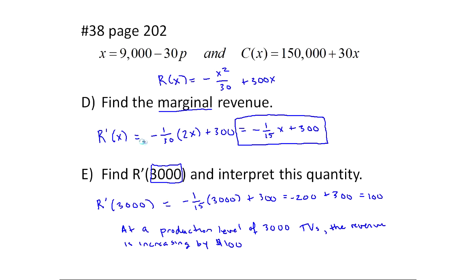This is a derivative with respect to x because r is a function of x. X is the number of TVs. So this is the rate of change in revenue with respect to the rate of change in the number of TVs we're making. So in other words, we can say the revenue is increasing by $100 per TV. Notice I didn't say per week or per month. It's per TV because the derivative is with respect to x. Now, if we had revenue with respect to time, then we'd say something else.